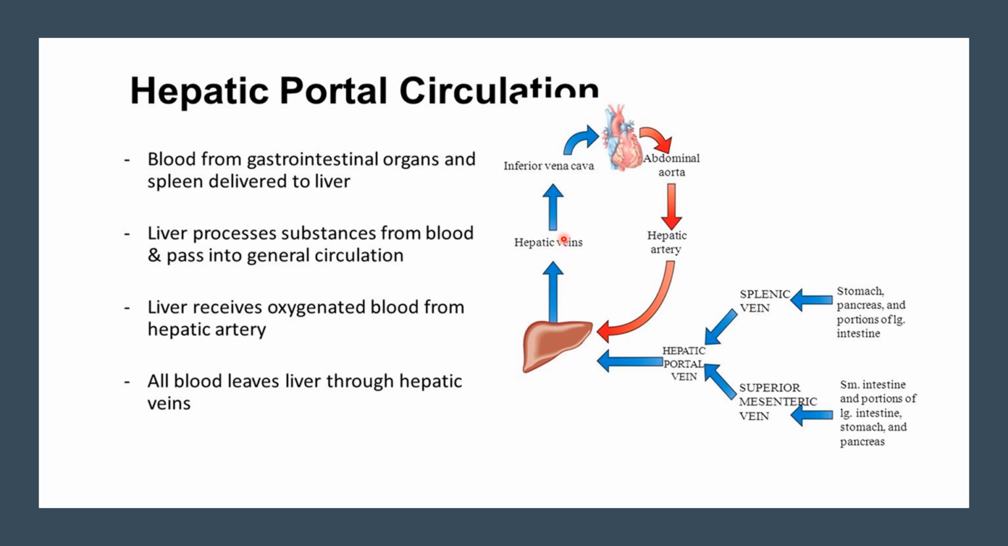We have here the hepatic veins and the inferior vena cava that will transport the venous blood towards the heart. From the heart, the venous blood will be pumped towards the lungs for oxygenation. Oxygenated blood will go back to the heart, and the heart will pump it towards the aorta, and the aorta will lead into the abdominal aorta to the hepatic artery, and the oxygenated blood will go back to the liver. So the liver will receive the oxygenated blood from the hepatic artery.